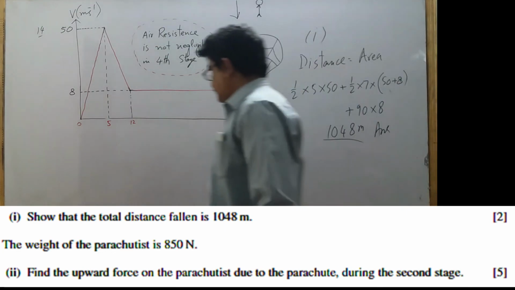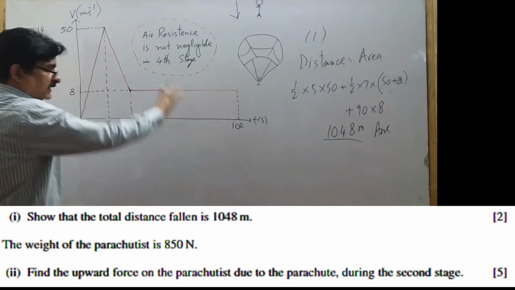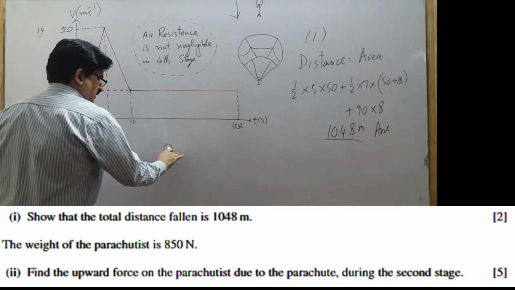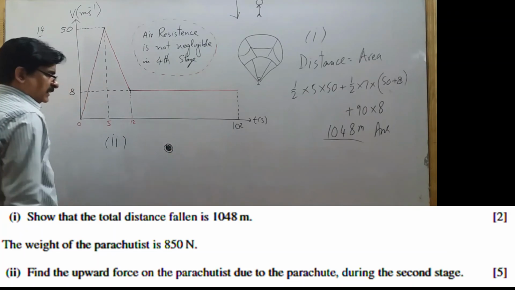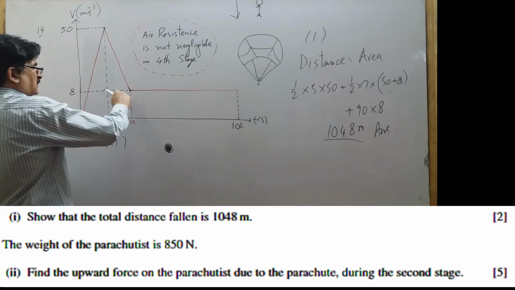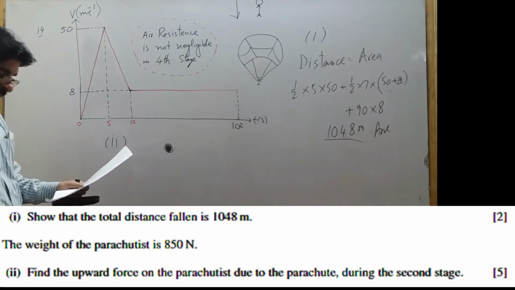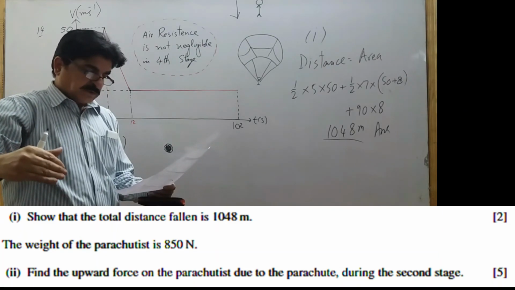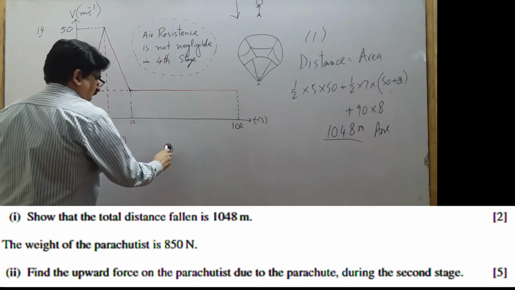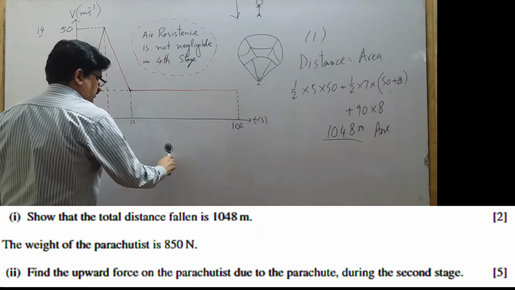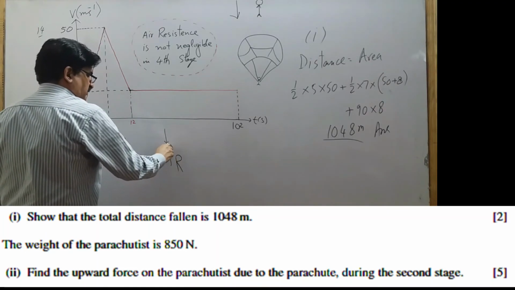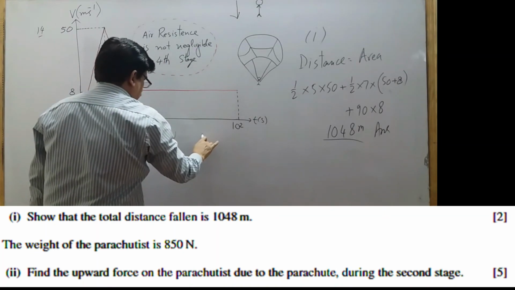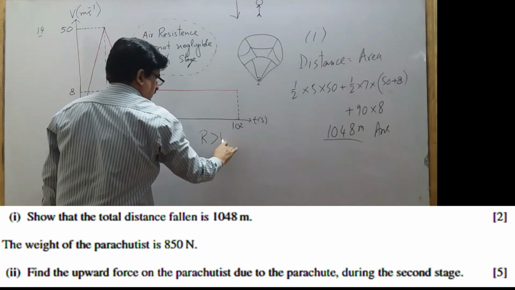Now come to the last part, very interesting. Now, modeling the parachutist as a particle, this is the second part. Say this is the parachutist, I am modeling it as a particle. In the second stage, read the question: find the upward force on the parachutist due to the parachute during the second stage. Now, the upward force, say R, and the downward force is weight. Of course, in the second stage it slows down, which means that the upward force R is greater than W.